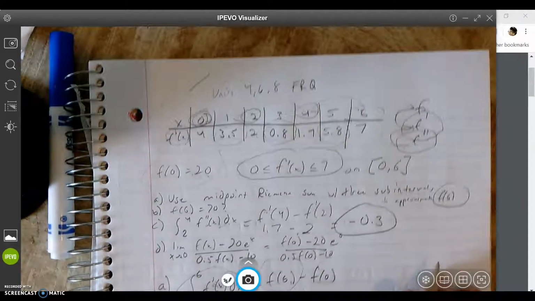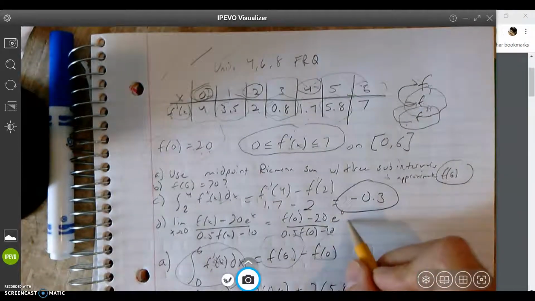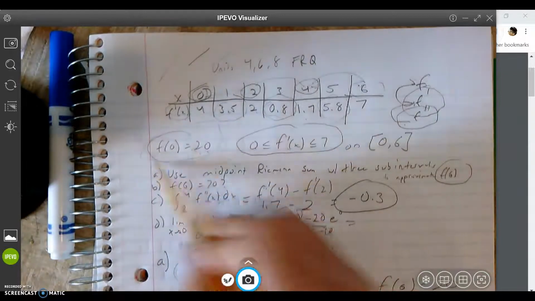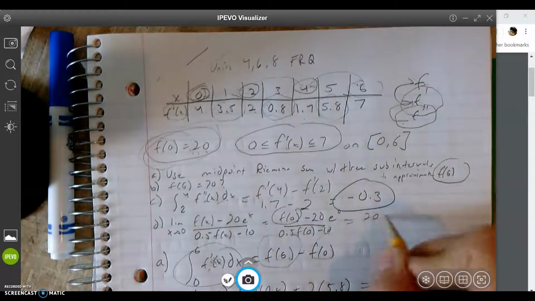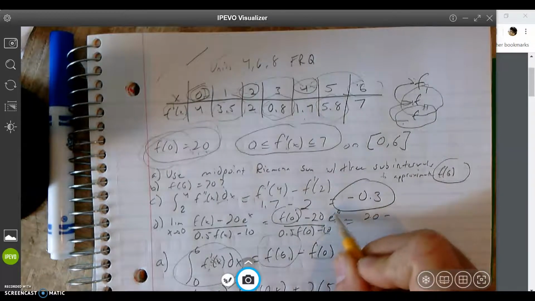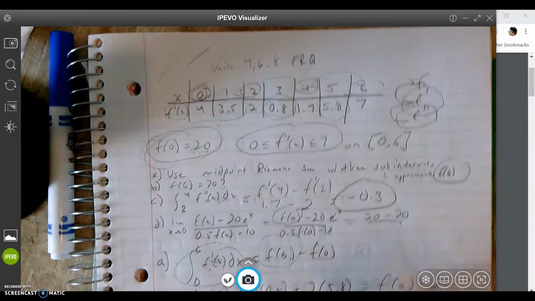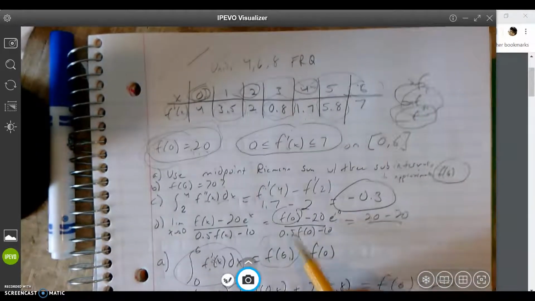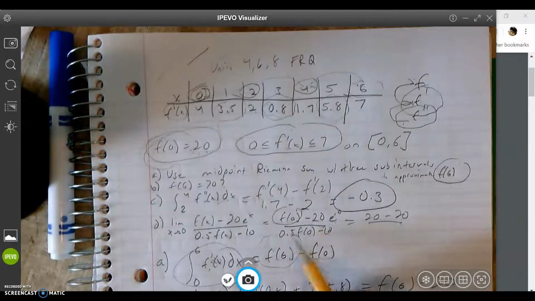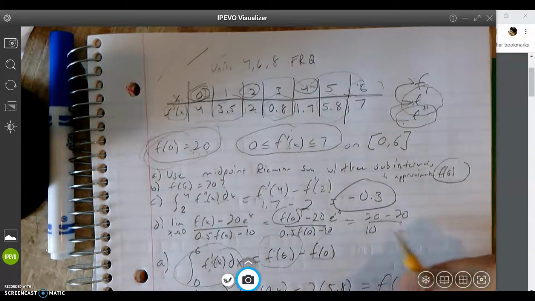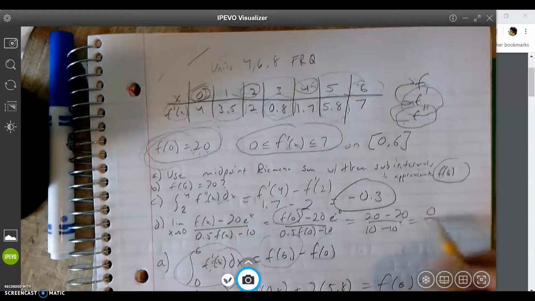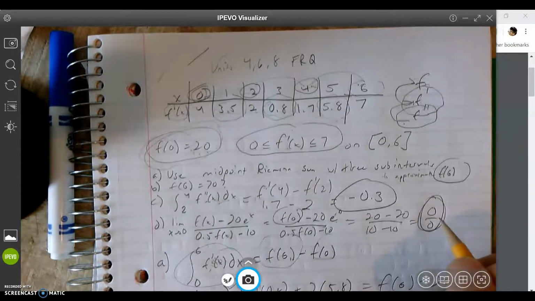Okay, so f of 0 is 20. So that's 20 minus e to the 0, which is 1. Anything to the 0 power is 1, so that's 20 minus 20 over half of f of 0, so it's half of 20, which is 10, minus 10, which is 0 over 0, indeterminate.